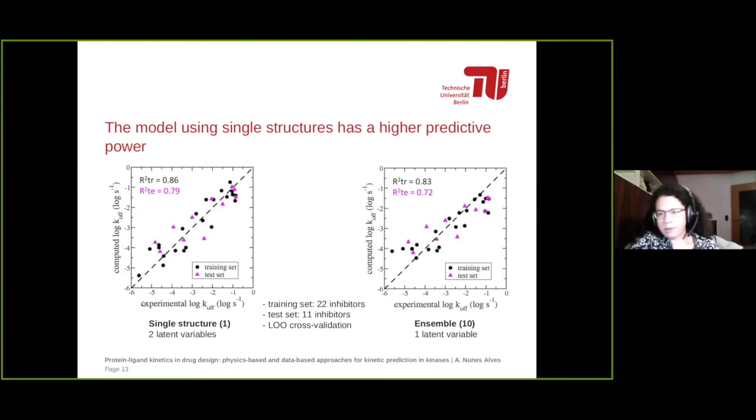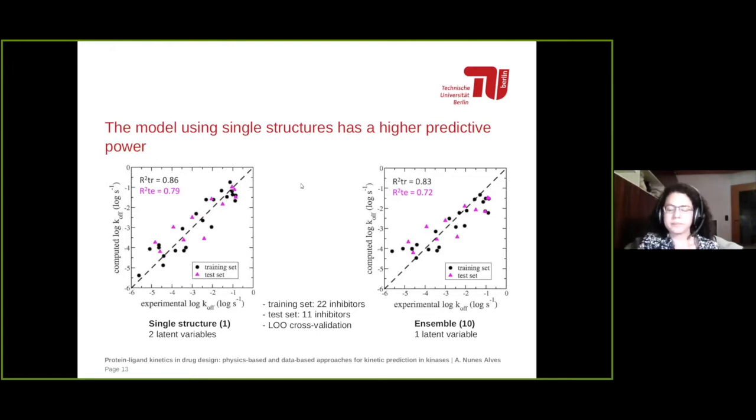And here you can see the comparison between the experimental logarithm of K off and the computed logarithm of K off for the model using single structures and the model using the ensemble of 10 structures. In black, we have the training set, and in pink, the test set. If we look at the coefficients of determination, the R-square value for the training set, we have 0.86 and 0.83, meaning that in both cases the models could be equally well trained. But when we look at the test set, the R-square value is 0.79 here, and 0.72 here. Meaning that the model using a single structure had a higher predictive power, which was a bit disappointing because we were expecting that with the incorporation of flexibility, we would have a higher predictive power, but it didn't happen.